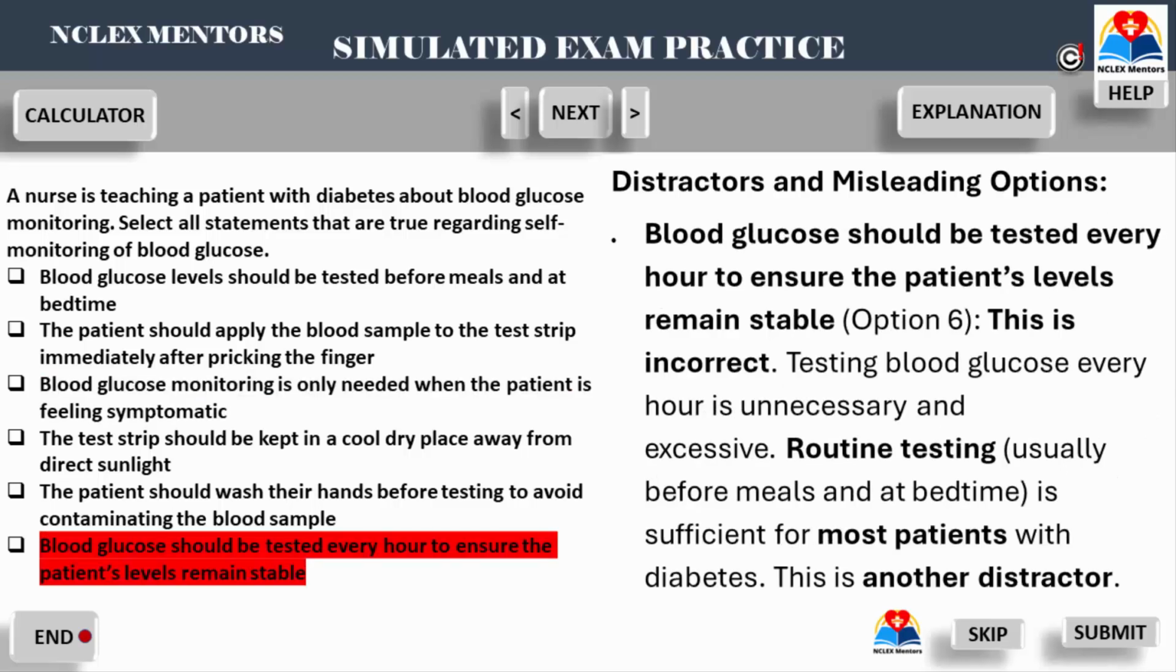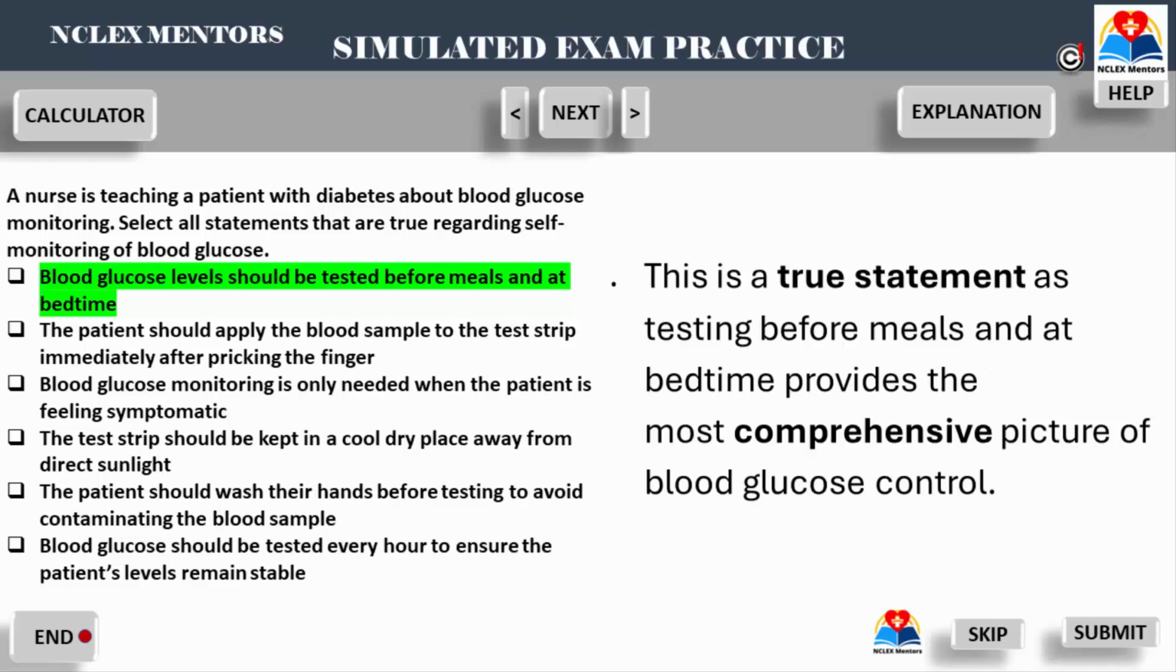Option 6. Blood glucose should be tested every hour to ensure levels remain stable. Nope, this is excessive and unnecessary. Testing before meals and at bedtime is the standard recommendation for most patients. Now, let's go over the correct answers. Option 1. Blood glucose levels should be tested before meals and at bedtime. Yes, this provides a clear picture of blood sugar trends throughout the day.